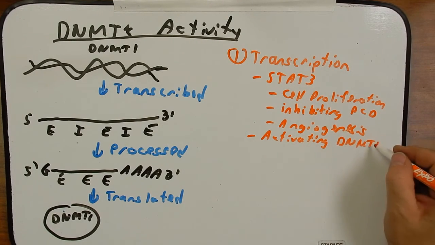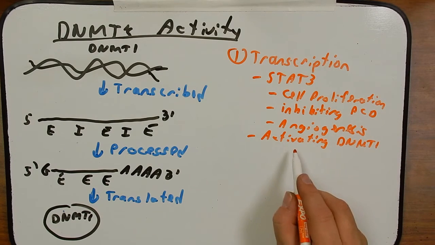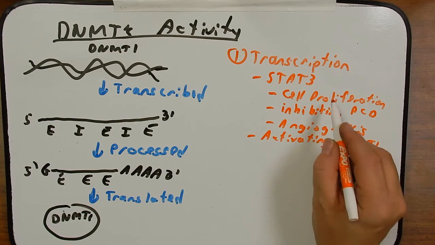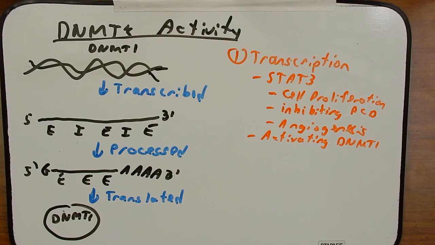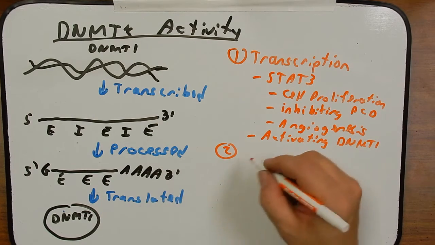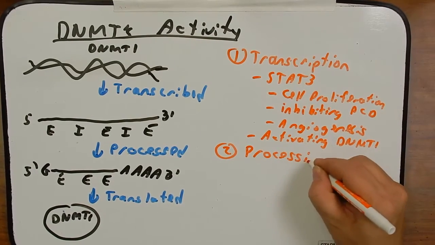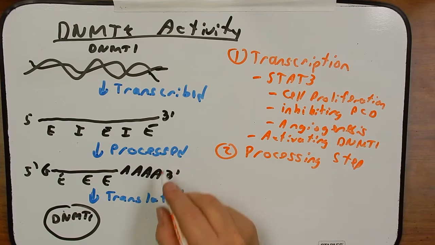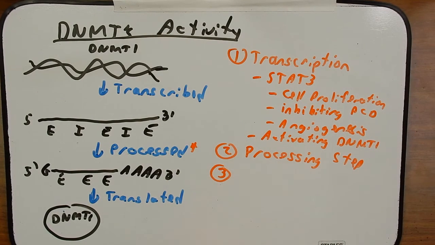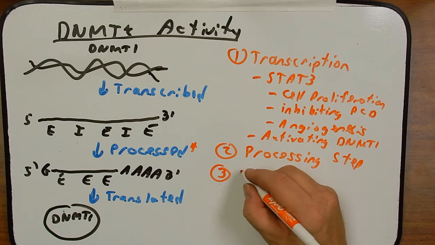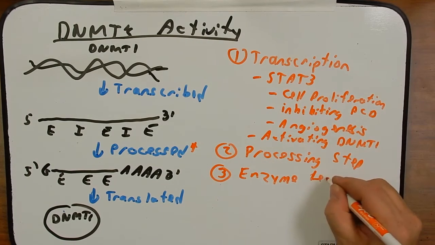Again, this will bring us back later in the semester to how methylation and epigenetics as a whole is linked, or can be linked, to cancer. The next pathway by which DNMT1 is regulated is at the processing step. I'm going to come back to this because I want to spend a little bit more time talking about that. The last one that I want to mention is at the enzyme level.